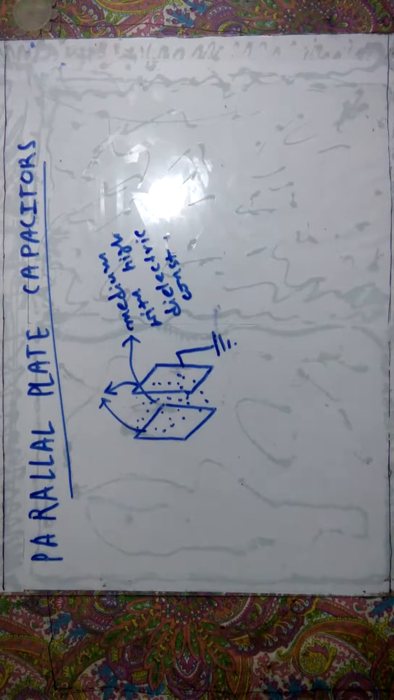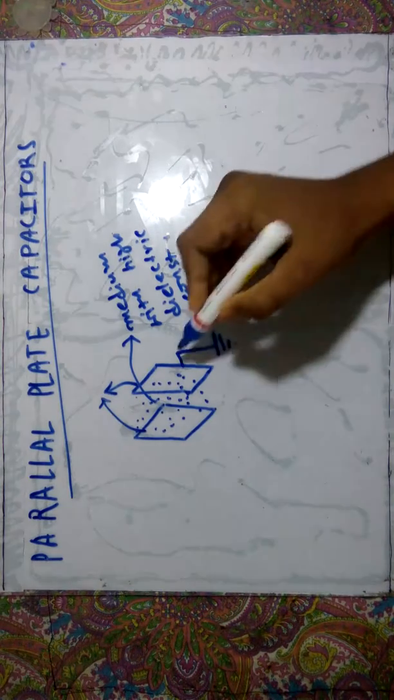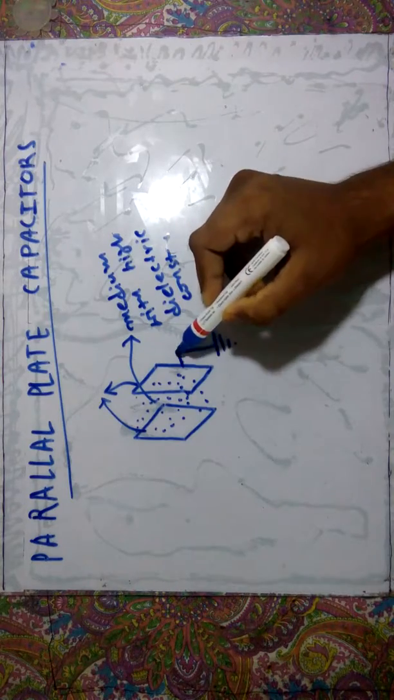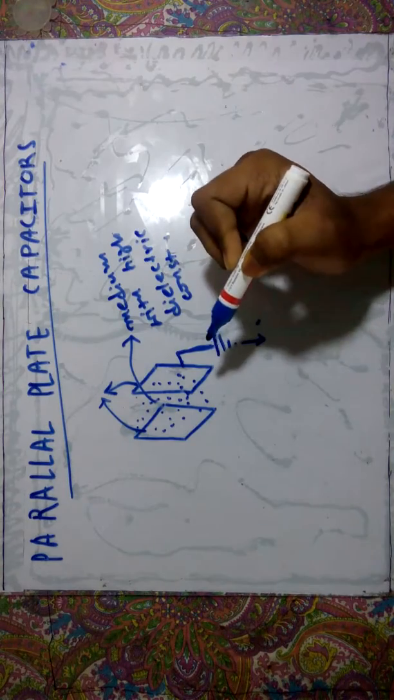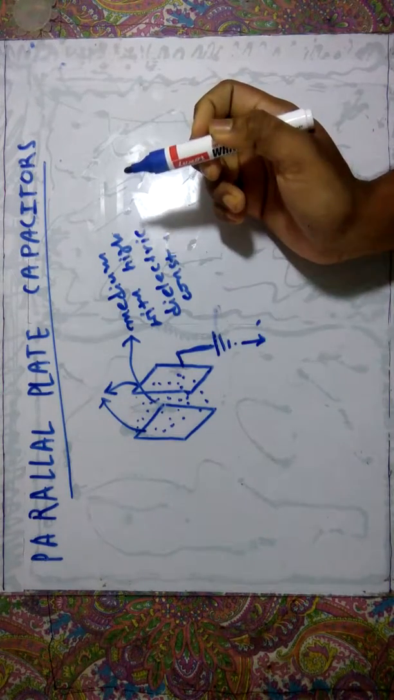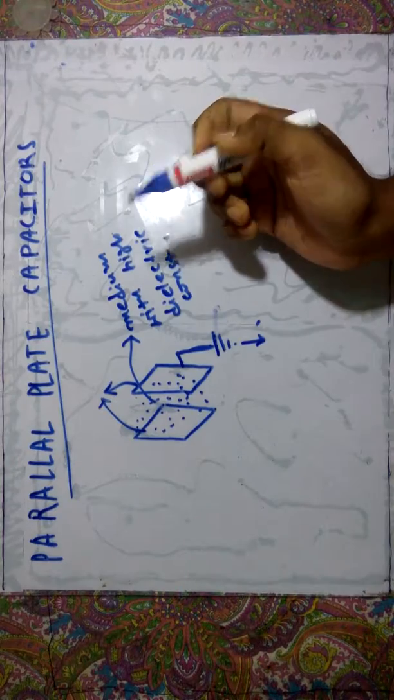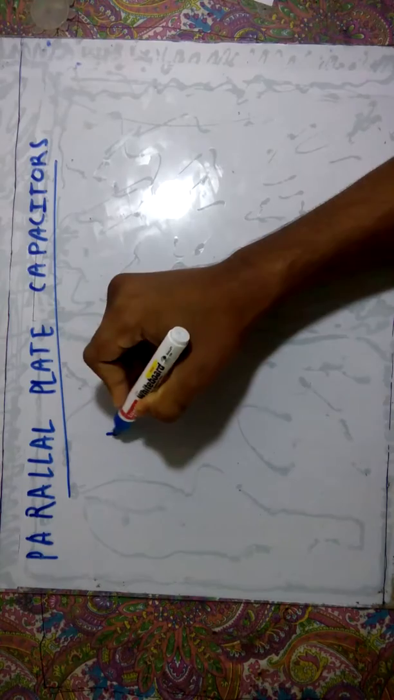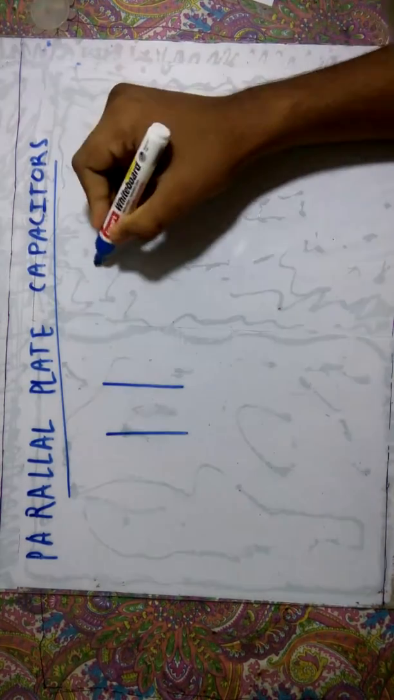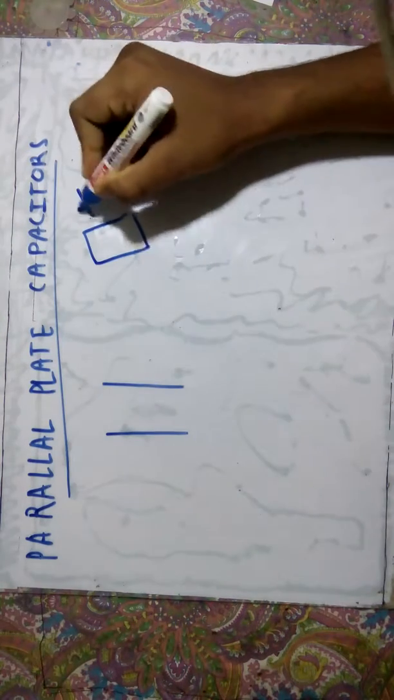What the dielectric constant is, we'll discuss later. One of these plates is grounded, and this is what a parallel plate capacitor is. Now we'll see how it works. So let's consider this a parallel plate capacitor. Actually, we are seeing those plates vertically, so from this direction.